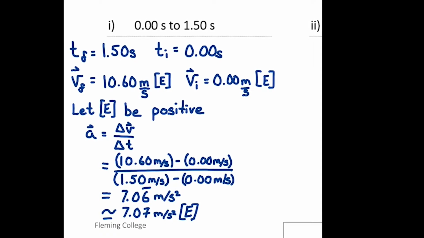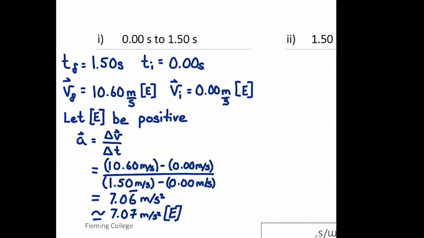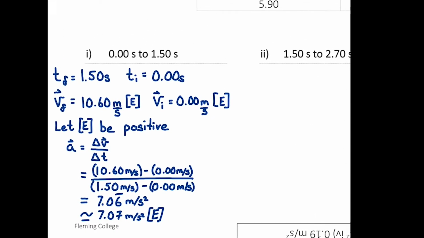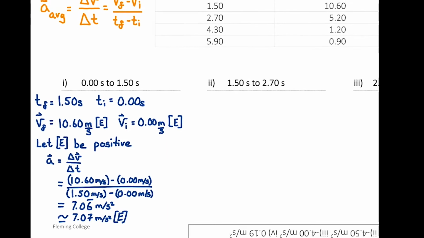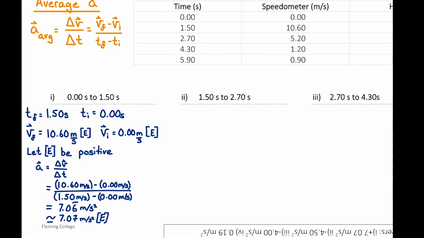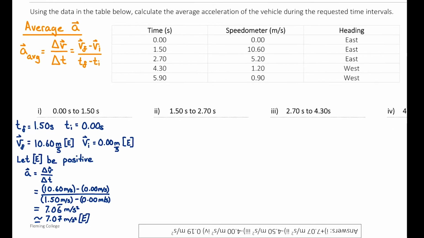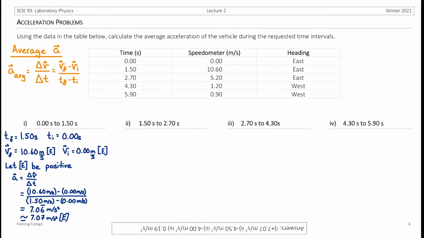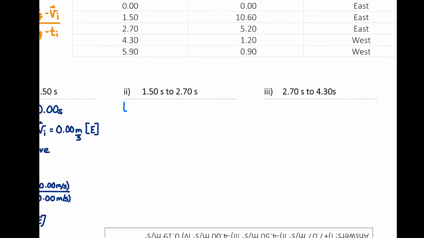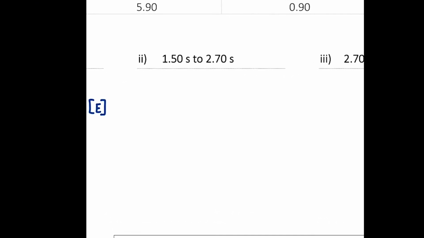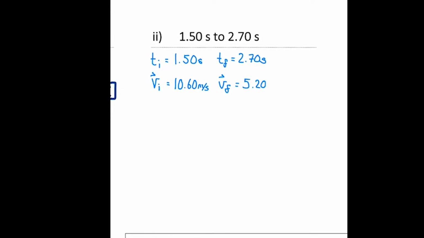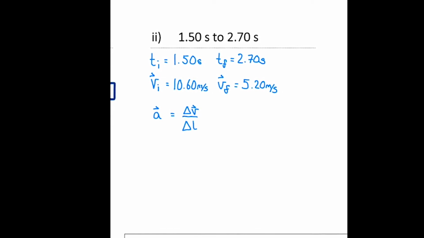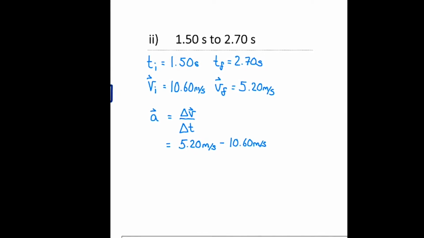We know the value is in the eastern direction because the answer to our calculation was positive. A statement here would follow along the lines of the average acceleration between times 0 and 1.5 seconds was 7.07 meters per second squared east. I'm going to let you guys work through part 2, but here's the solution. And I'm going to work through part 3 and highlight some of the differences between it and part 1.